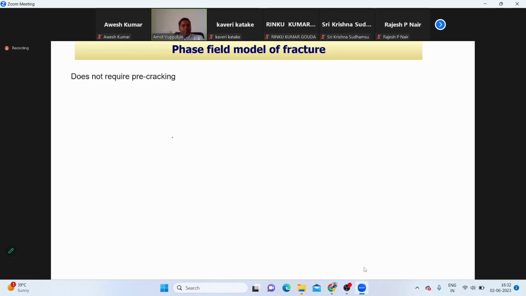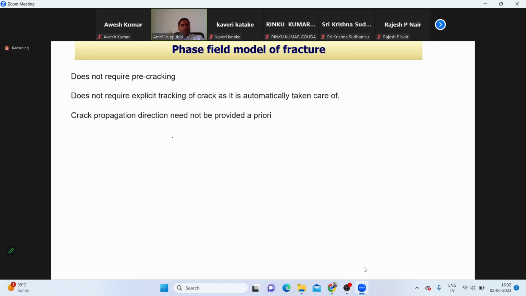The phase field method, especially the phase field fracture method, does not require pre-cracking. It does not even require explicit tracking of the crack, and it is automatically taken care of. The crack propagation direction need not be provided a priori. You don't need to provide any direction, you don't need to provide a crack. Just keep applying the load on the component or material. Whenever it finds that there is a need to introduce a crack because it has already reached a critical state, the phase field model automatically introduces the crack.